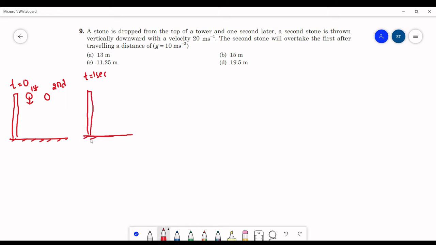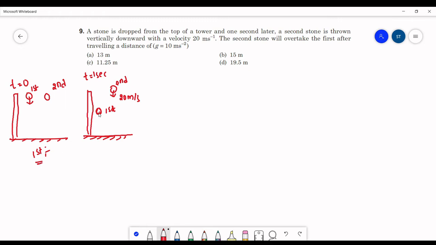So in this 1 second, the first ball will be traveling a certain distance. Let us assume the first ball came up to here. And second ball has started its motion. It is projected downwards with a velocity of 20 meters per second. Now let us see about the first ball.